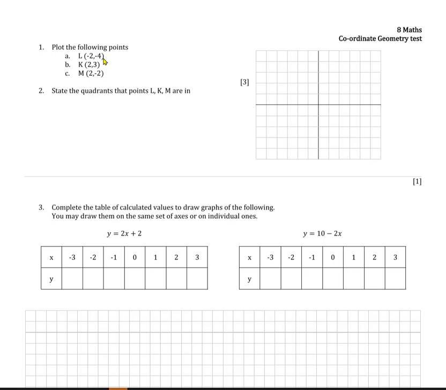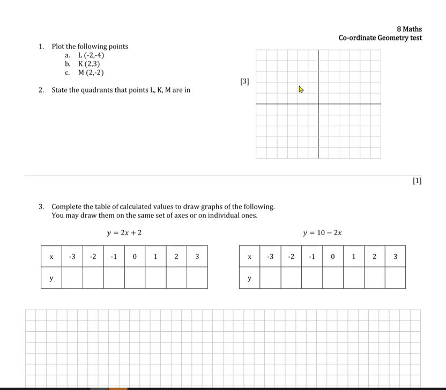We have minus 2, minus 4. So if we do minus 2 and then minus 4, so 1, 2, 3, 4. So here is minus 4, 0. That would be point L. We got K, which is 2.